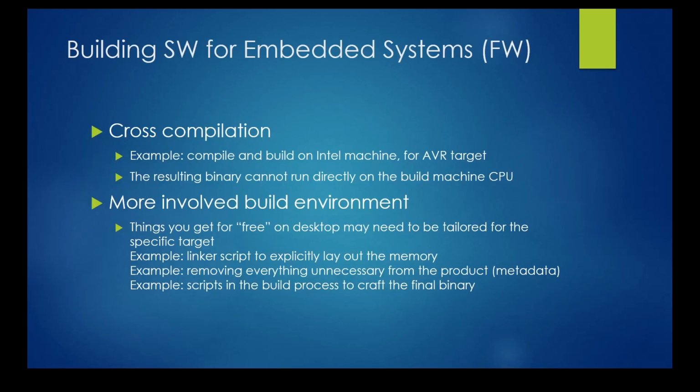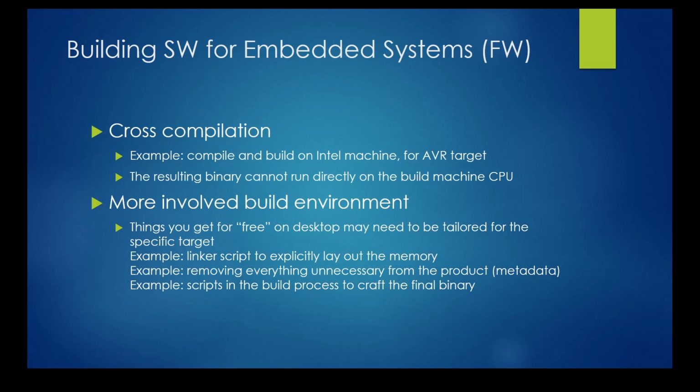When building for embedded systems, we first have to account for the target system being of a different architecture than our work machine. For example, we build on our Intel-based desktop, but the firmware is destined to run on an Arduino, which has an AVR microcontroller. The resulting binary cannot run directly on the desktop CPU, as it includes machine code and other things that match the AVR architecture and not our CPU's architecture. Building on one architecture while targeting another is called cross-compilation.